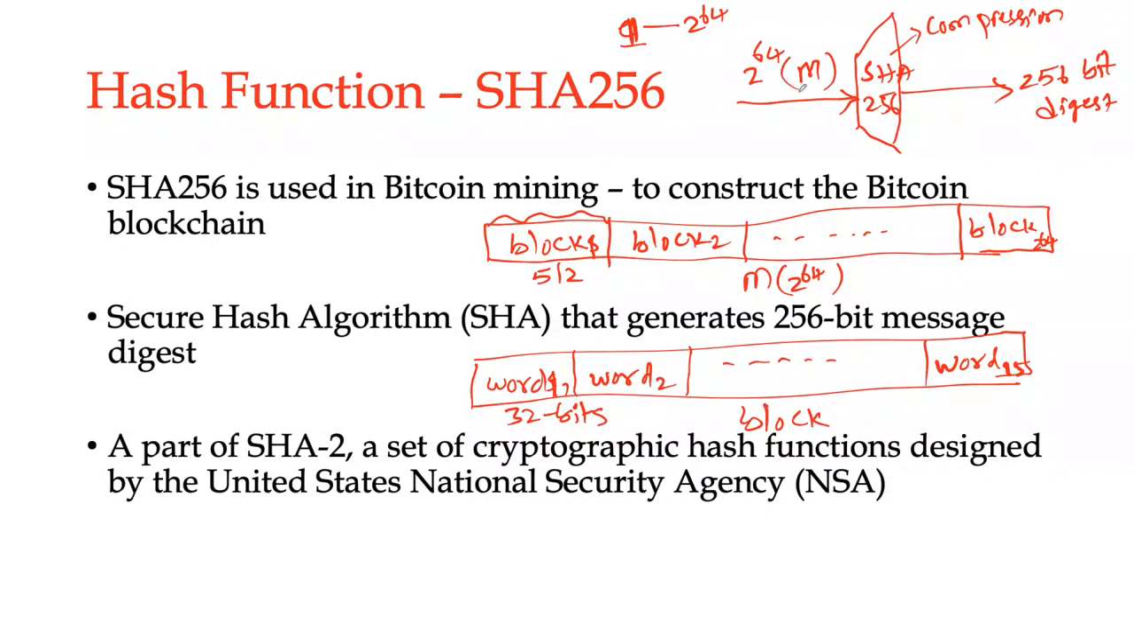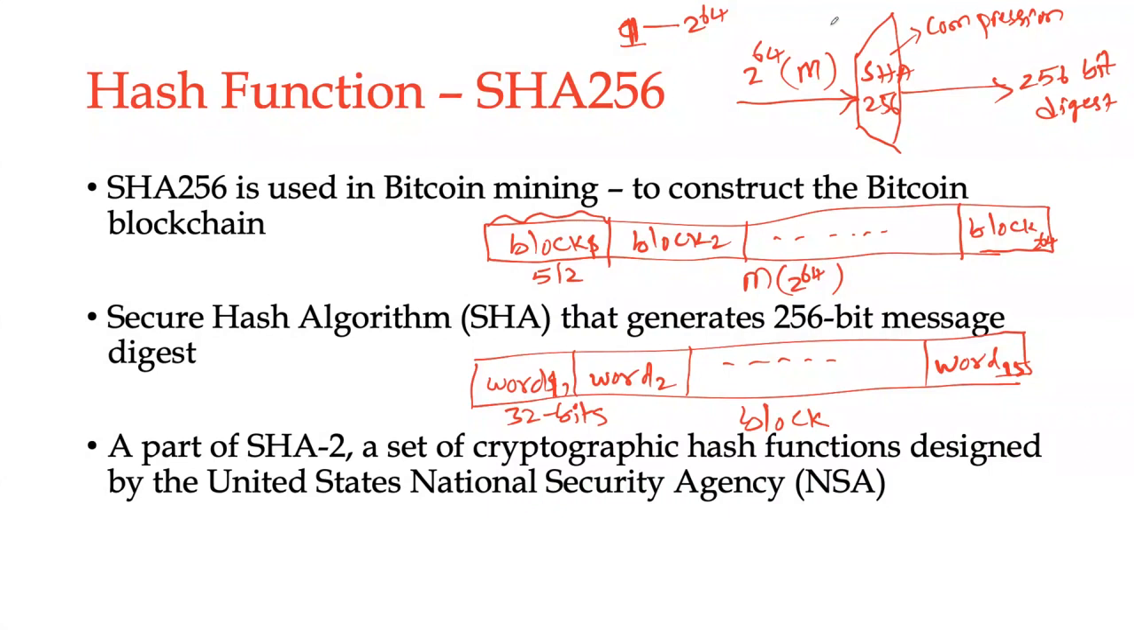So to do the compression for this particular message, pre-processing is required. For that pre-processing, the basic information is that it takes a message of maximum size 2 to the power of 64 bits, and that message is divided into blocks. The number of blocks depends on the size of your message. The size of each block is 512 bits, and further, each block is divided into words. The size of a word is 32 bits.